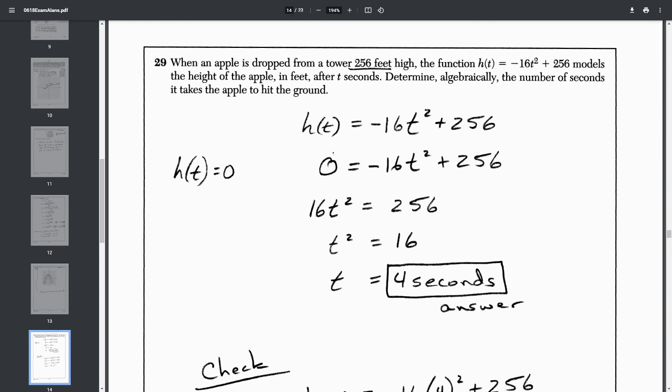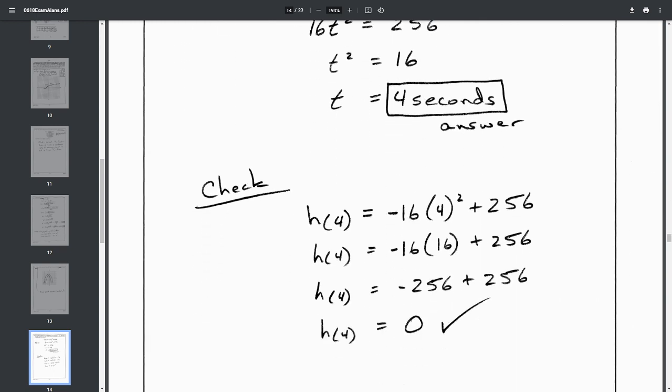Now to graph it, you would probably need to change the t to be an x and the h of t to be a y, but you'll get the same answer. And again, if you're going to do it graphically, this says algebraically, so graphing would just be good to check your work. I didn't see the word algebraically here. So you can't graph it to get your final answer here, but you can graph it to check your work here. That 4 seconds is the answer.